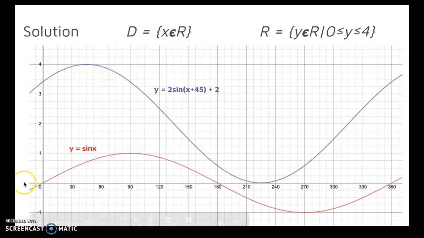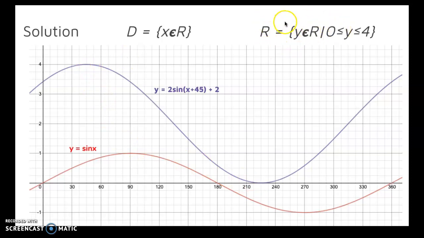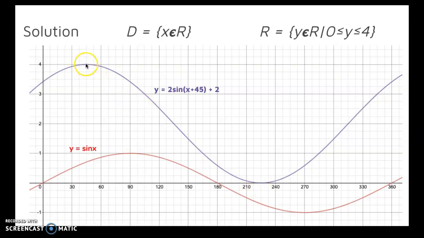And in this case, the y goes from 0. So see, I was a bit off on my graph, but that's okay. It goes from 0 all the way up to positive 4. So my range is y is an element of the reals, every number between and including 0 and including 4. Okay, so that's where we use the less than or equal to signs.